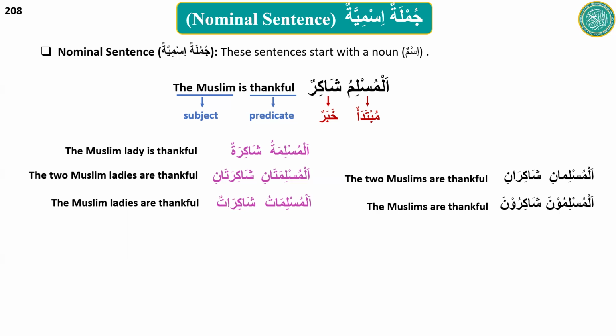Now I'm telling you the third thing. Mubtada is generally a proper noun, and Khabar is generally a common noun. It's not a law. This is a general thing. Generally, Mubtada is a proper noun and Khabar is a common noun. So that's the third thing you are supposed to remember.